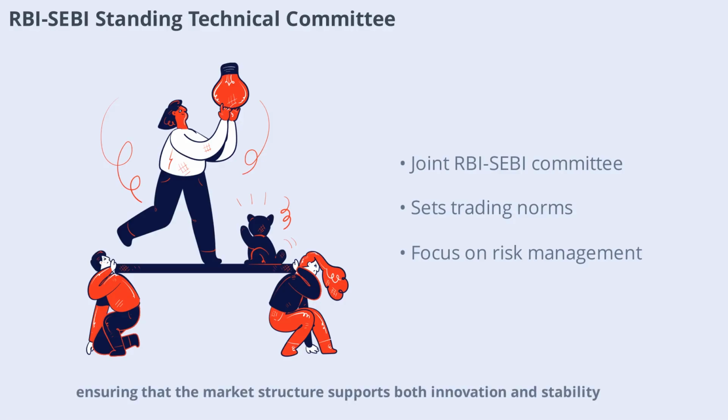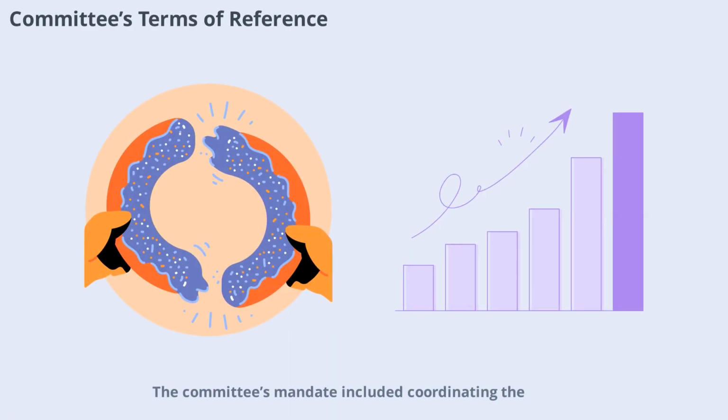The committee's mandate included coordinating the regulatory roles of RBI and SEBI, suggesting eligibility norms for exchanges and members, reviewing product design and risk measures, and recommending surveillance mechanisms. It also addressed microstructure issues to ensure financial stability. By consulting widely and studying international practices, the committee ensured that India's framework would be robust and adaptable.